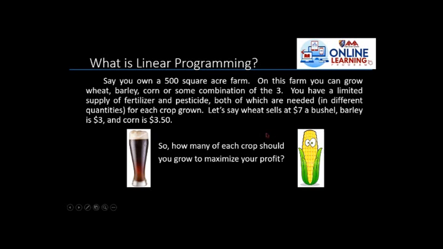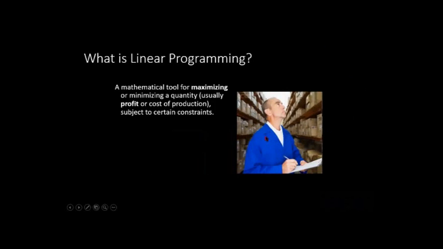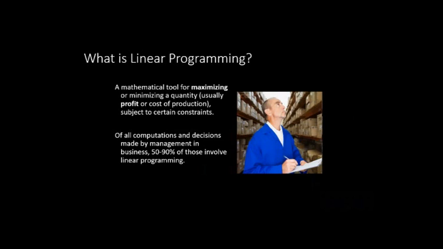Okay? Now, let's define linear programming further. Again, linear programming is a mathematical tool for maximizing or minimizing a quantity, usually profit or cost of production, that is subject to certain constraints. So the raw materials, the people, the number of products you can produce, those are constraints. Of all computations and decisions made by management in business, 50 to 90% involve linear programming. So they will not make a decision or computation if it is not based on a linear programming model.